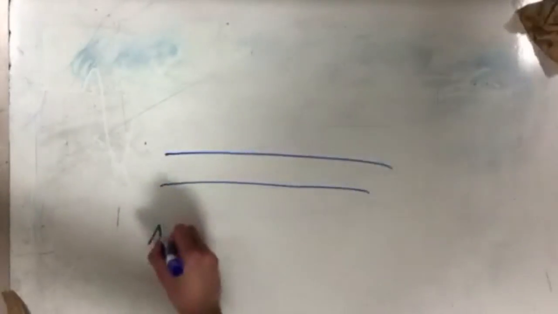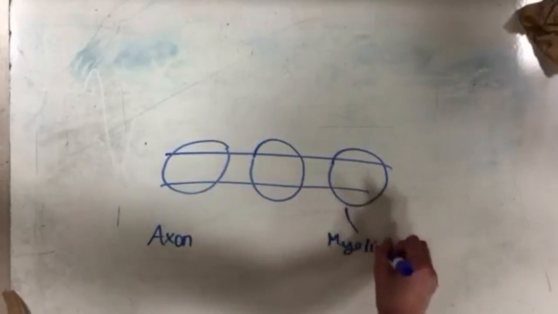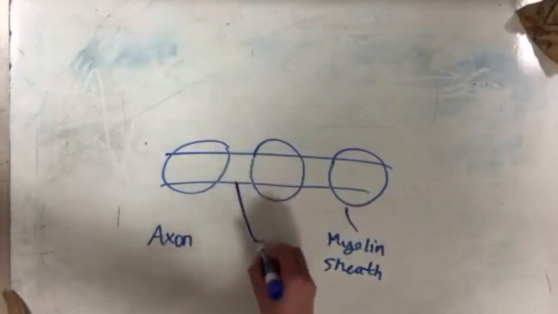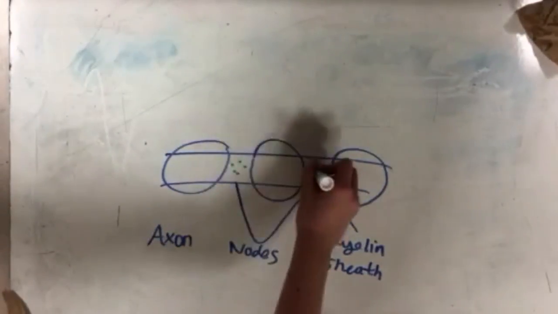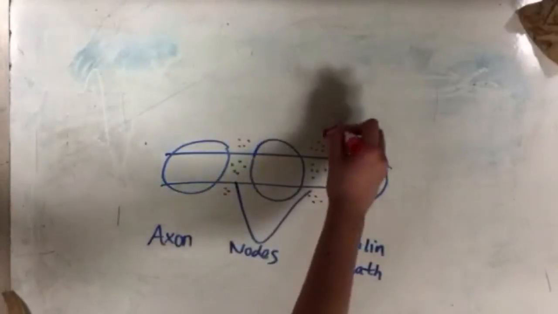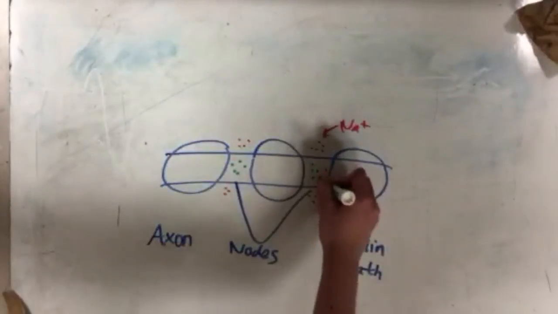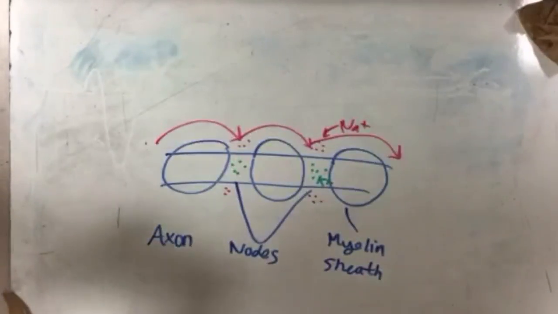Along the axon, there exist lipid membrane layers called myelin sheaths. Myelin sheaths are produced by oligodendrocytes in the central nervous system and Schwann cells in the peripheral nervous system. The gaps between myelin sheaths are called nodes of Ranvier. Action potentials are only generated in areas where there are nodes. This allows for a process called saltatory conduction, where action potentials rapidly spread from node to node.